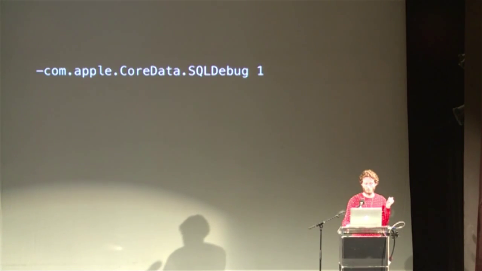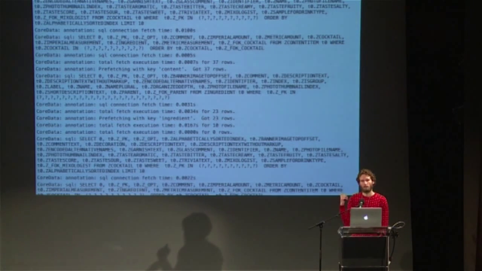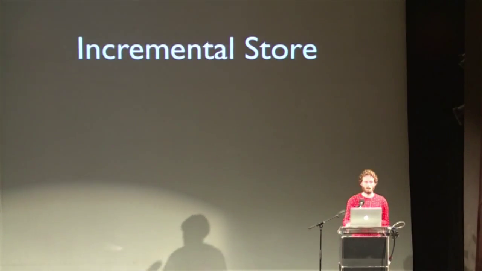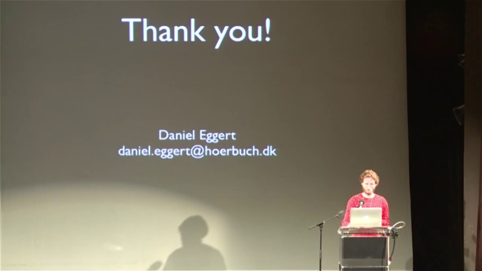Last thing I want to show is this launch argument. If you set it, you can actually see what the database is doing. You'll get a dump like this, and it'll dump some output every time Core Data is doing something, which allows you to see what the database is doing. And yeah, I wanted to say something about Apple's incremental store. I can sum it up as: don't use it. And with that, thank you for listening.